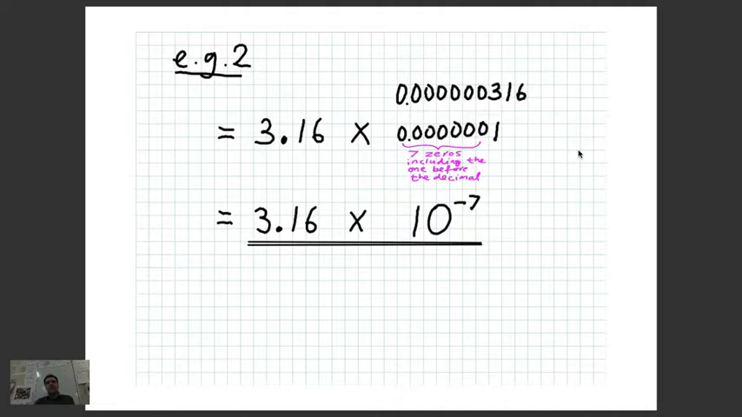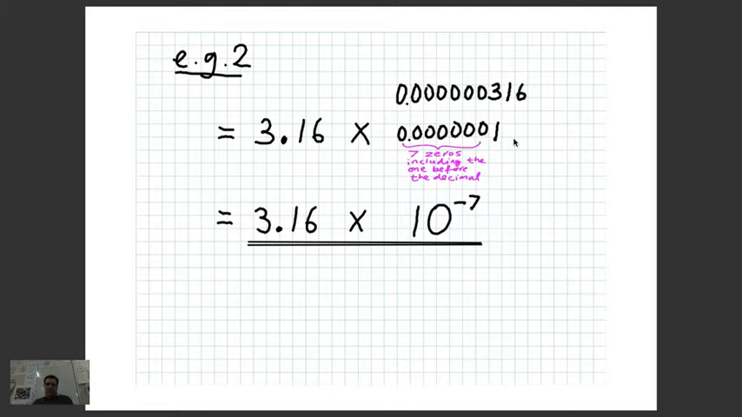So here's an example with a very small number. 0.000000316. So I need to think of a number from those digits that's between 1 and 10. So that's 3.16. And then I've got to multiply by a number that is lots of zeros and a 1 on the end. And again, by lining it up here, a 0 there and a 0 there, zeros there and there, zeros, zeros, zeros, zeros. But then you finally get to the first digit of the 316, and then you put a 1 underneath that first digit.